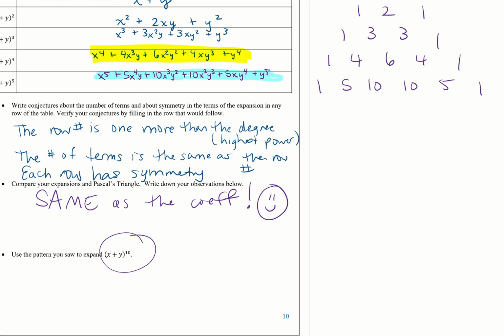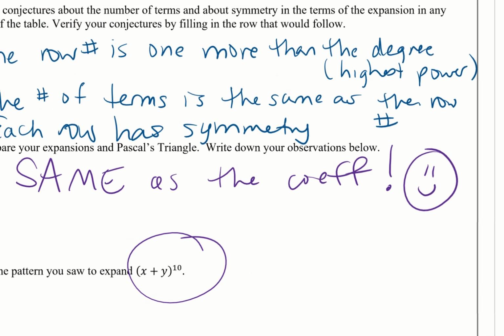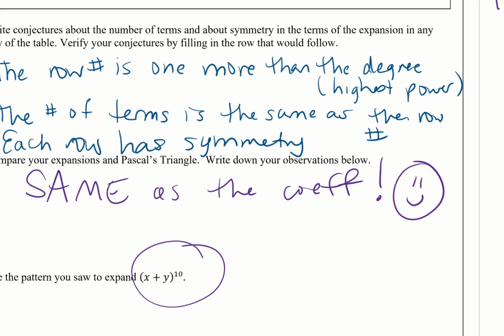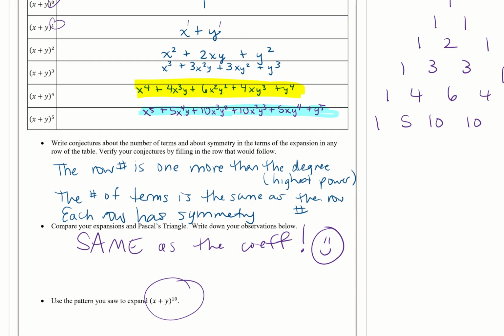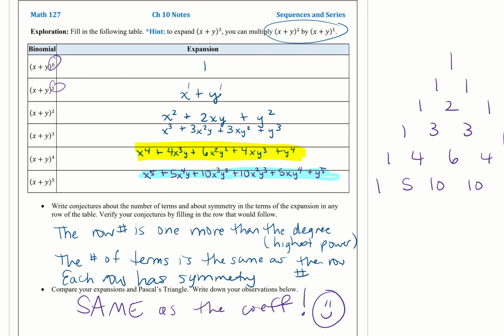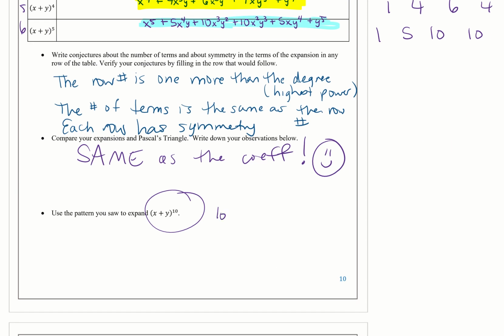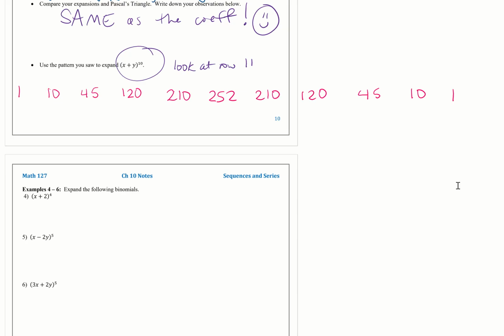Now, something we need to keep in mind is that if I want the 10th power, what row would I need to be in? It's not the 10th row. Remember that the 5th power here was actually in the 6th row. So I would need to look at row 11 to help me with this expansion. So there's a hint. I'm going to pause the video and have you try that. See if you can use row 11 to expand this out.